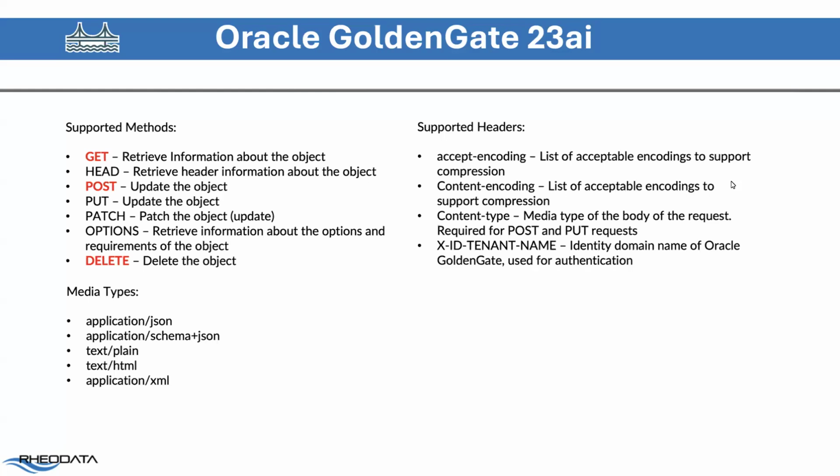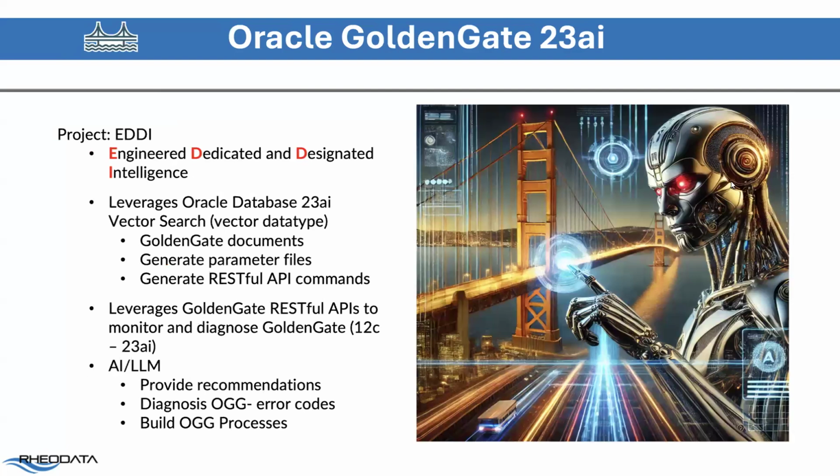So from a GoldenGate perspective, GoldenGate 23ai started in 12c with 12.3, but all the way through 23ai, it's a very robust RESTful API framework that will allow you to dynamically build and interact with your GoldenGate environments. So you can basically automate GoldenGate from end to end now. So what does that mean?